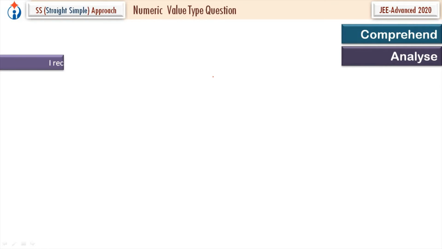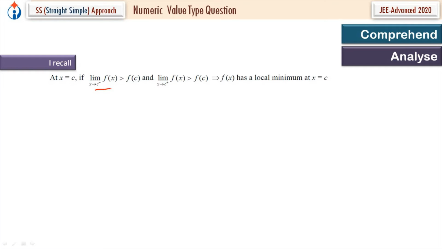Let's analyze. I recall at x equal to c, if the left hand limit, meaning x approaching c from the left, is greater than f(c), and the right hand limit, x approaching c from the right, is also greater than f(c), meaning from both sides the value is more than the value at x equal to c, the function f(x) has a local minimum at x equal to c. That's the definition from the NCERT.